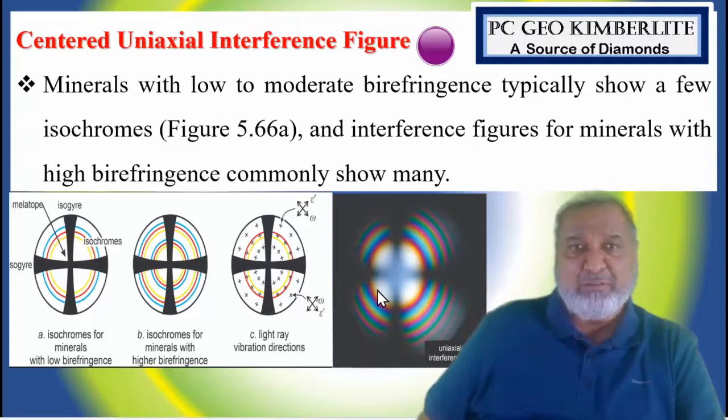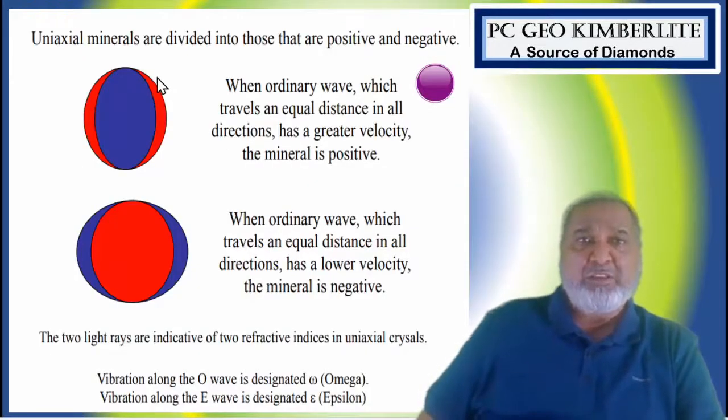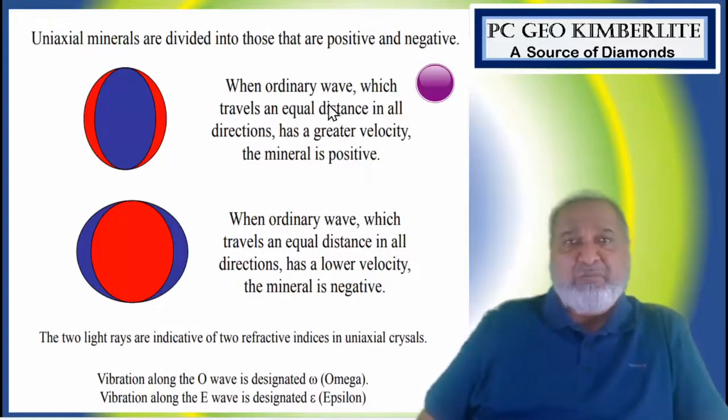The uniaxial minerals are divided into those that are positive and negative. When the ordinary wave, which travels an equal distance in all directions, has a greater velocity, the mineral is positive.